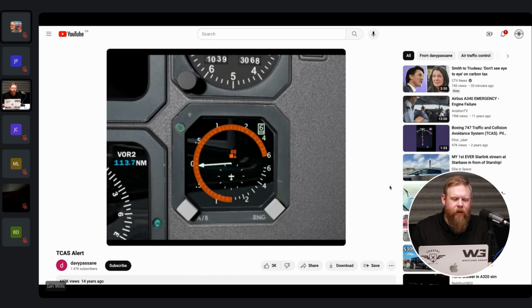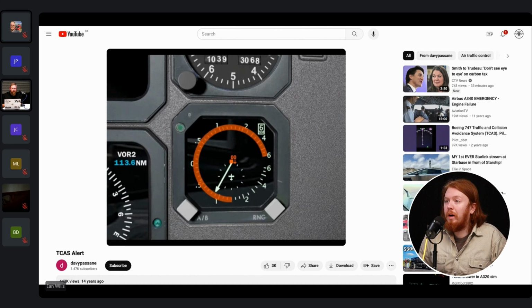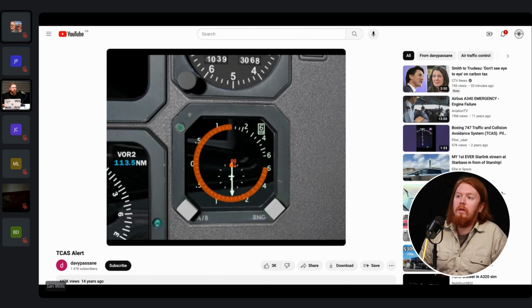So we have an example of a TCAS here. It's telling the pilot to descend. So then in the other aircraft, it would tell the other pilot to climb, thus avoiding the collision.